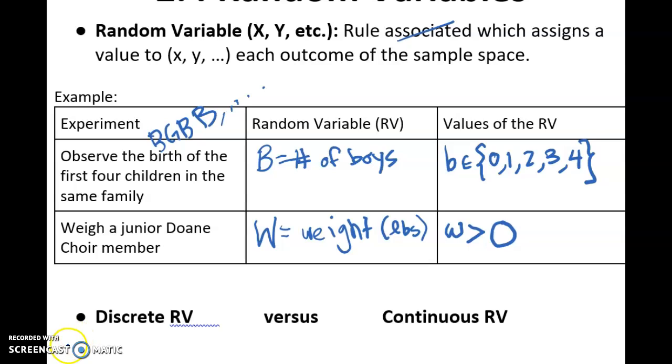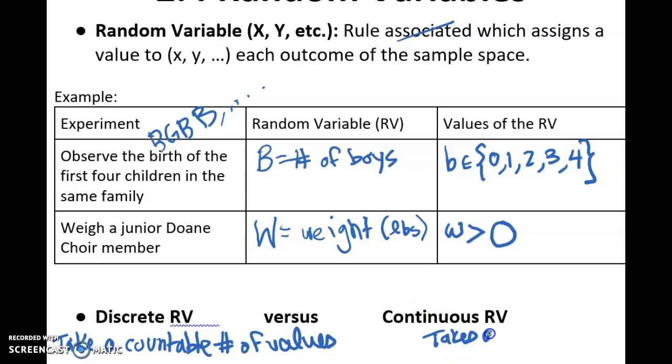All right, discrete random variables take a countable number of values. Countable means you can point at the values and you could start counting them. A countable number could be infinite. You could be counting forever, but you should be able to count them. All right? A continuous random variable takes an uncountable number of values. It's just not discrete. That's how we're going to define it.